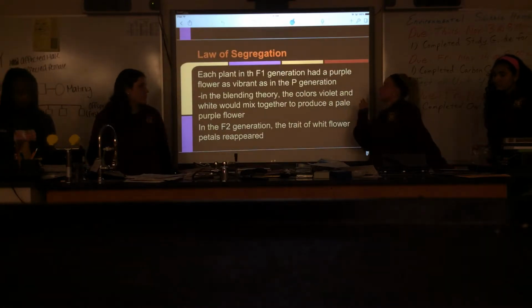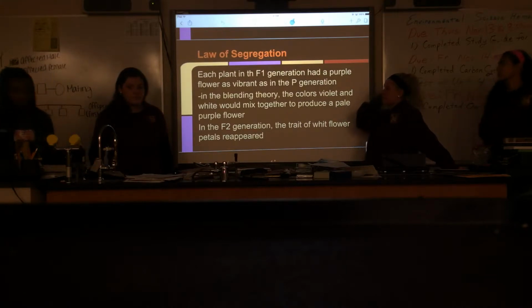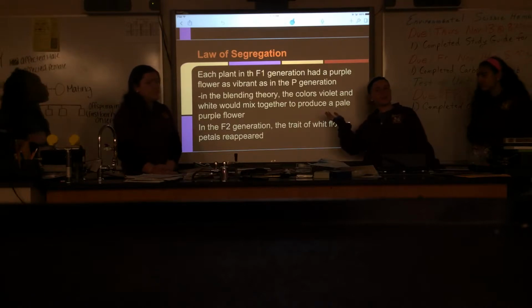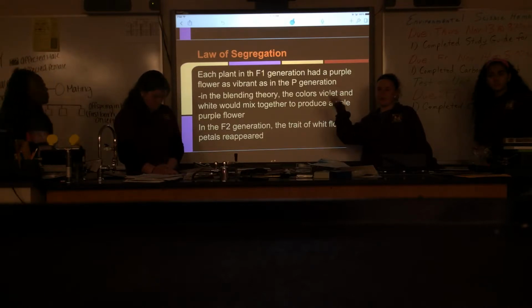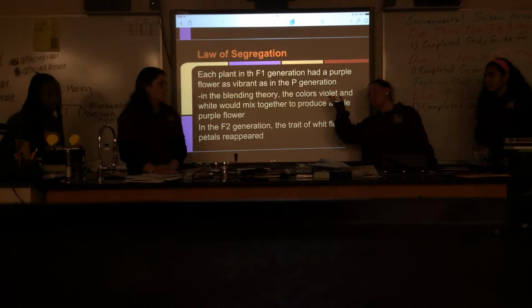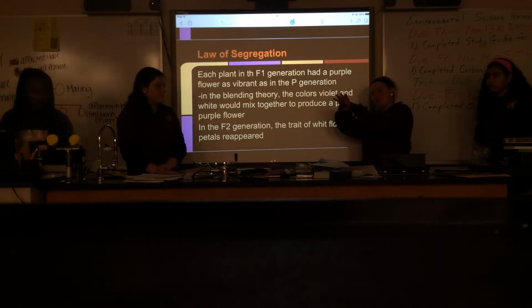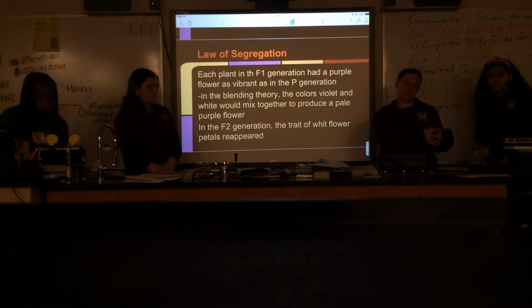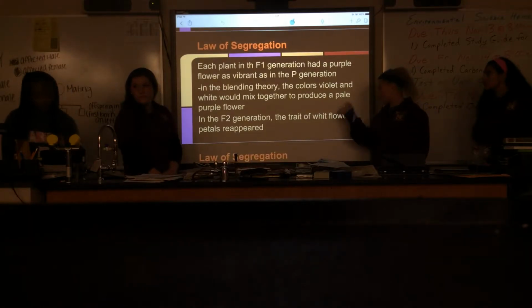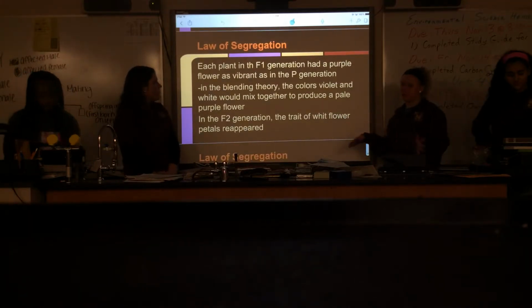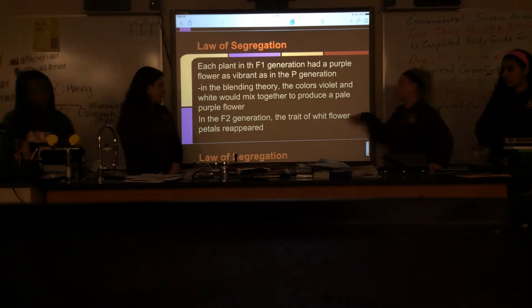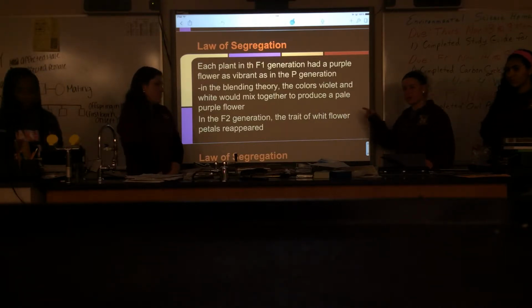Each plant in the F1 generation had a flower as vibrant as in the P generation, which showed that it's not always the blending that matters. If you cross a purple-flowered and a white-flowered pea plant, the purple is going to be just as vibrant. In the blending theory, the colors would have mixed together to produce a pale purple flower. That's not true.